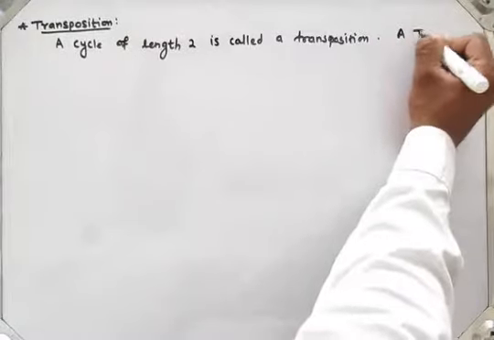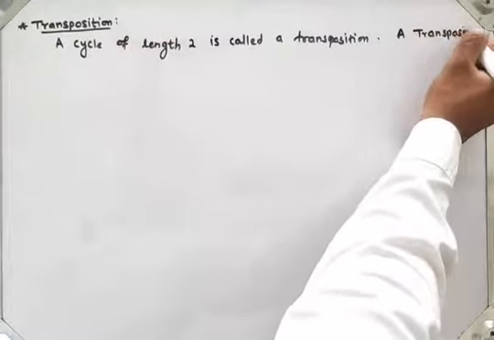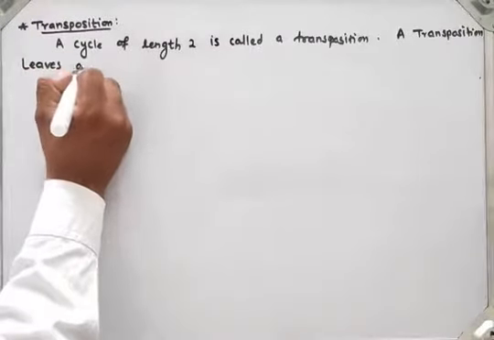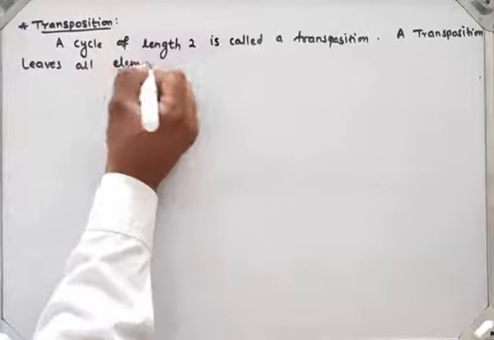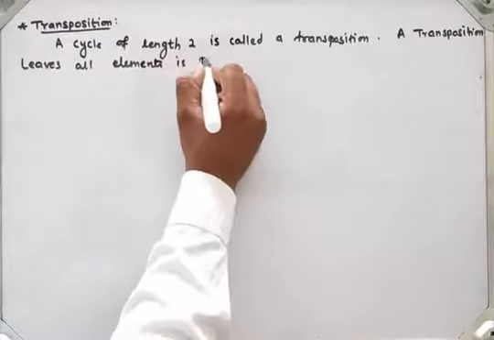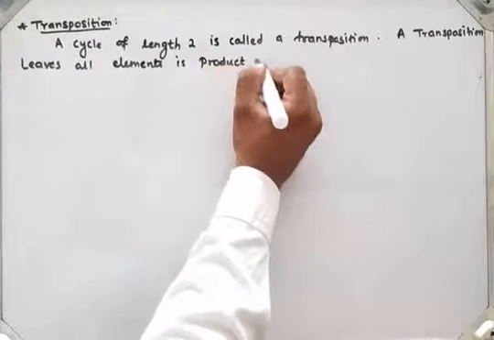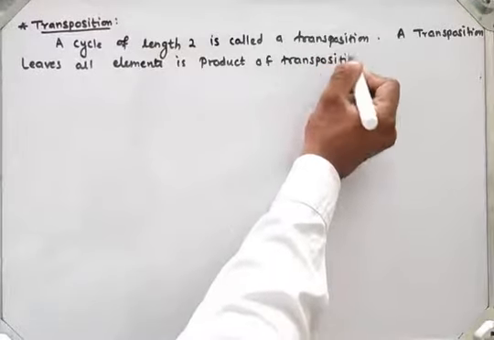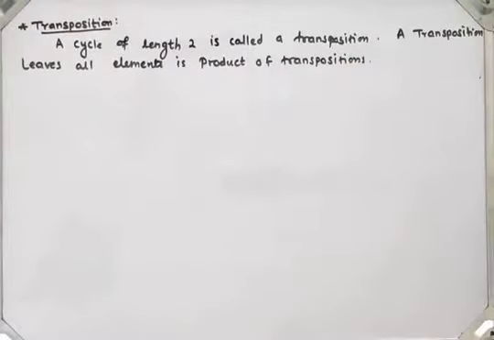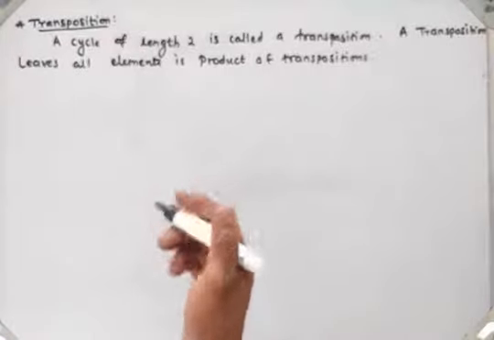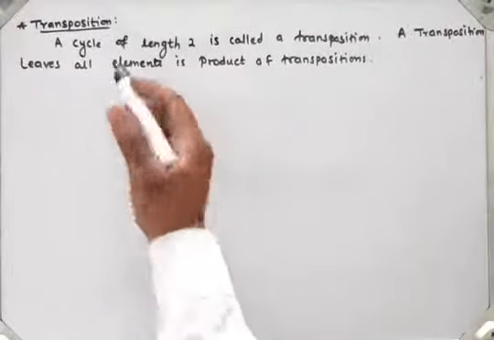A transposition leaves all elements, is a product of transpositions. Means if we have a cycle, then we convert it into a product of two transpositions.